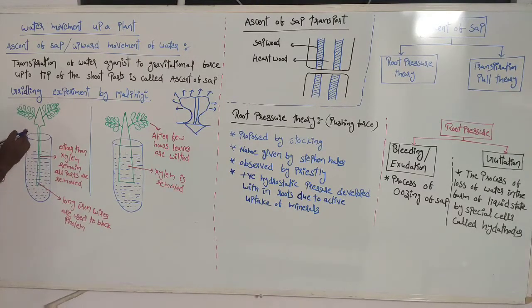Before the twig is kept inside the test tube, the epidermis is removed, the cortex is removed, and the pericycle part is removed. The endodermis is removed too. All the parts are removed. Here only two parts are there: one is the xylem part, another is the phloem part.